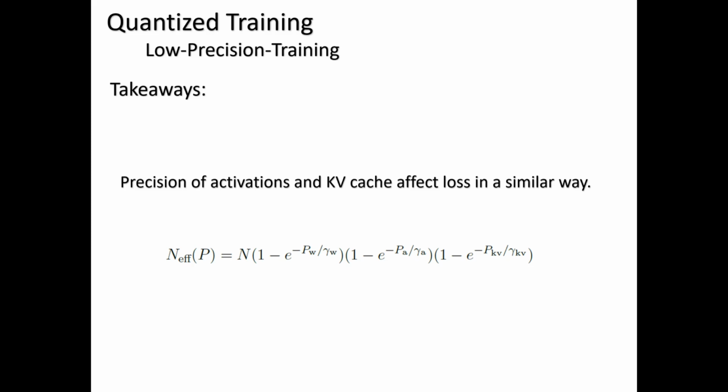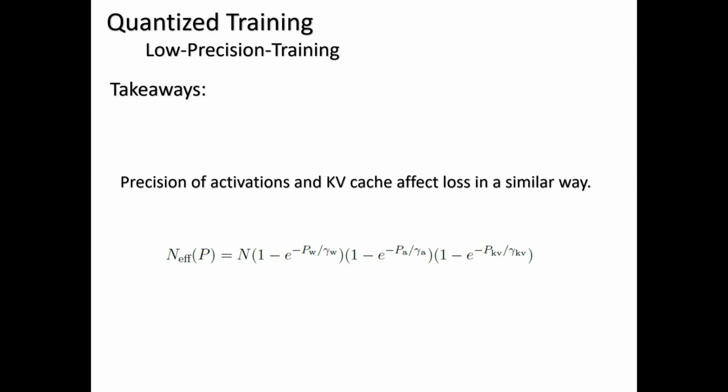Here you can see an equation. So the effective parameter count depends on the precision of weights, activations, and KV cache in a similar manner, and they are independent of each other.